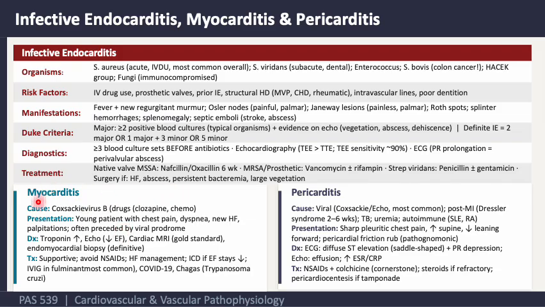Next, we're going to talk about myocarditis. It usually presents in a young patient with chest pain, dyspnea, new onset heart failure with palpitations, and it's usually followed by a viral prodrome. Diagnosis could be increased troponin, an echocardiogram showing decreased EF, and cardiac MRI is the gold standard. And sometimes you can do an endomyocardial biopsy.